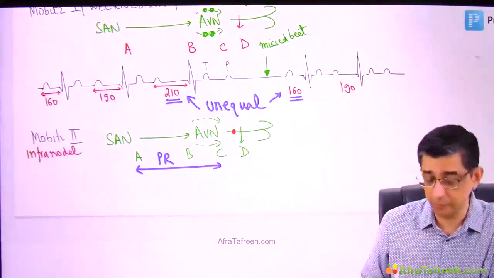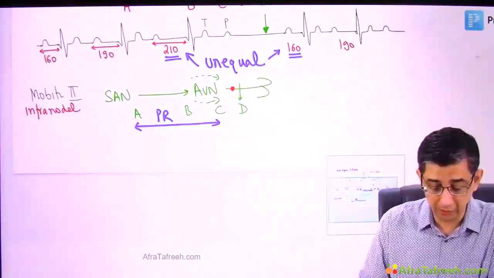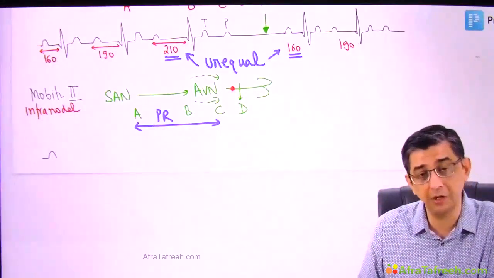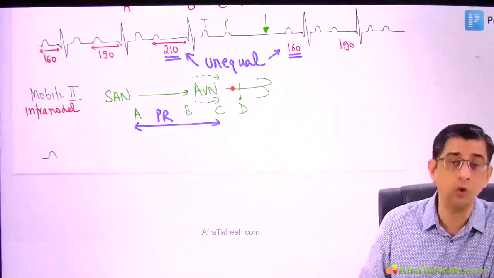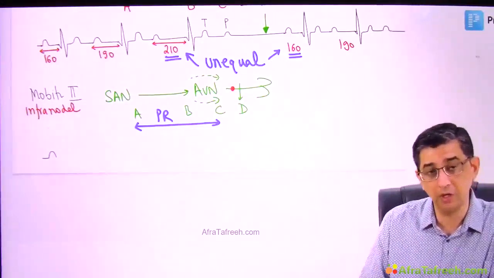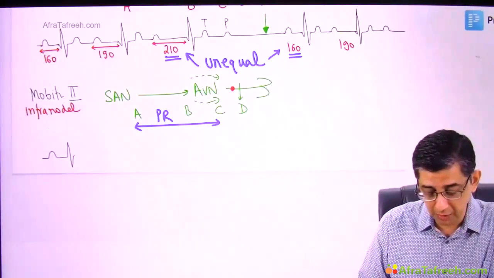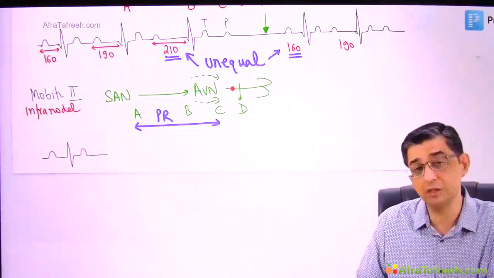There's going to be a sudden dropped beat, yes, but the reason PR interval is not changing is because the damage is not in the area which represents the PR interval in the ECG. The damage is below the area, which is beyond the PR interval representation. So per se, you are going to get an ECG which will be having 160, 160, 160, 160, and then a dropped beat.